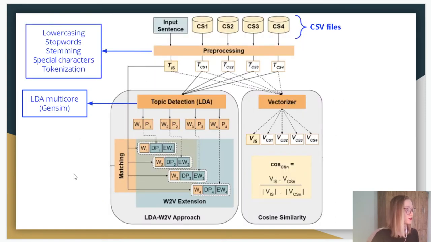And here's what we used in each step of our approach. The content from each candidate source was extracted and put in a CSV file, so we had one CSV for each source. For preprocessing this content, we apply techniques such as lowercasing, removal of stop words, stemming, removal of special characters, tokenization, and for topic detection, we used the Gensim implementation of LDA multicore, which is available online.